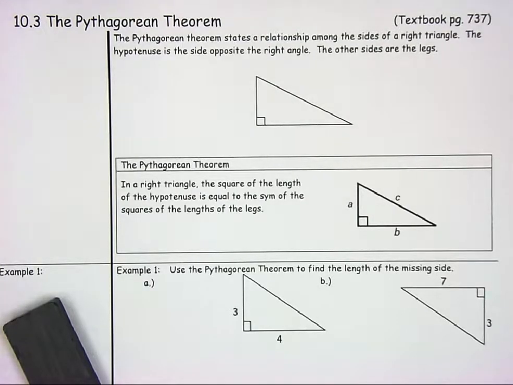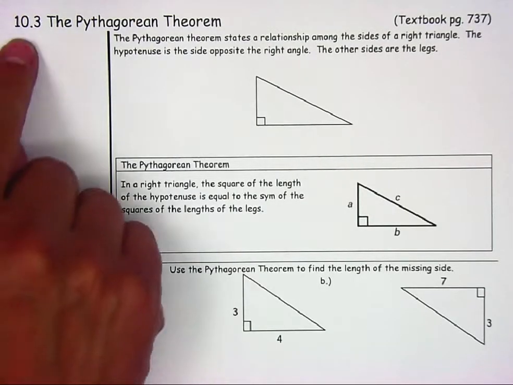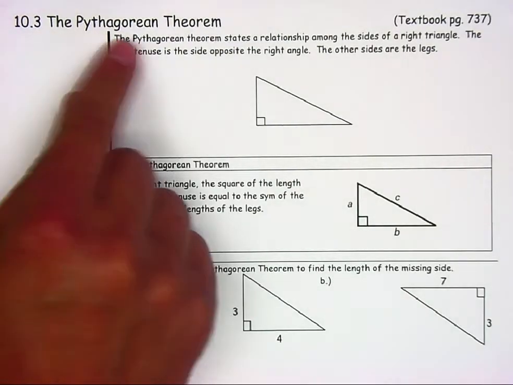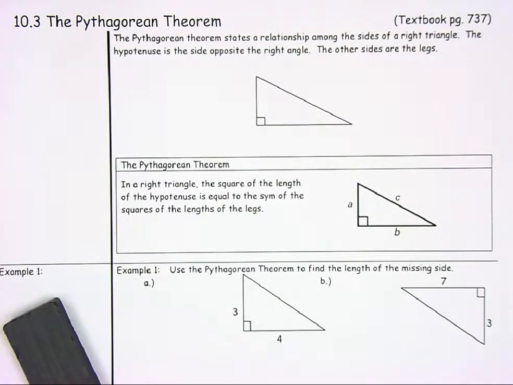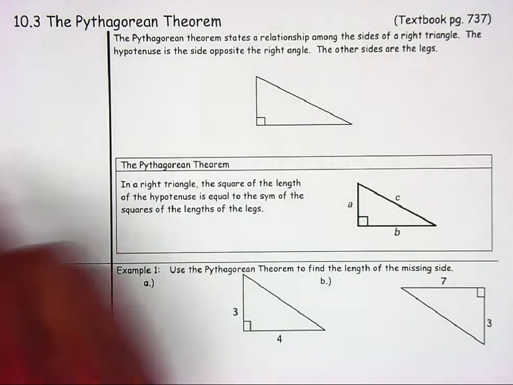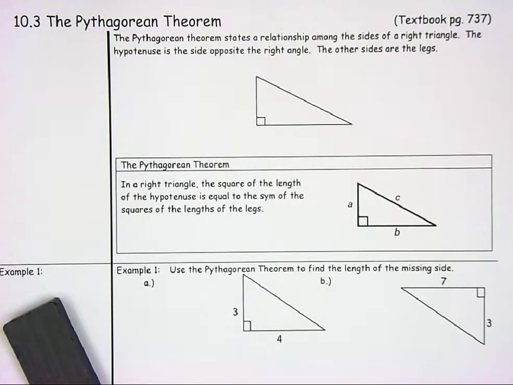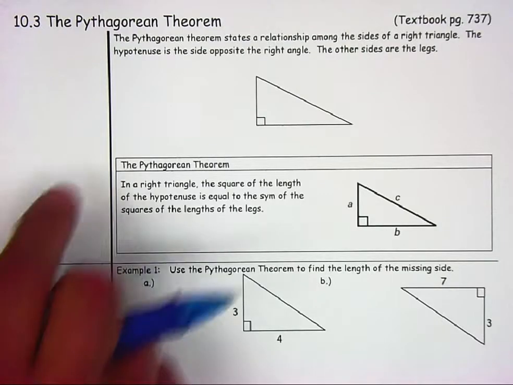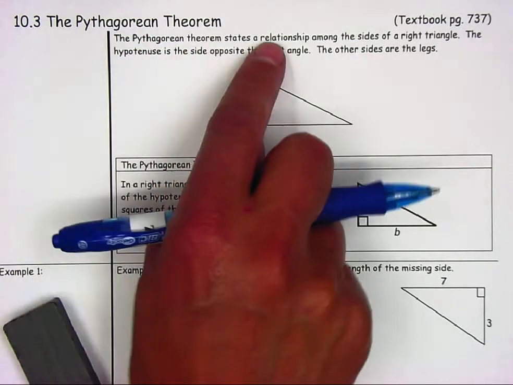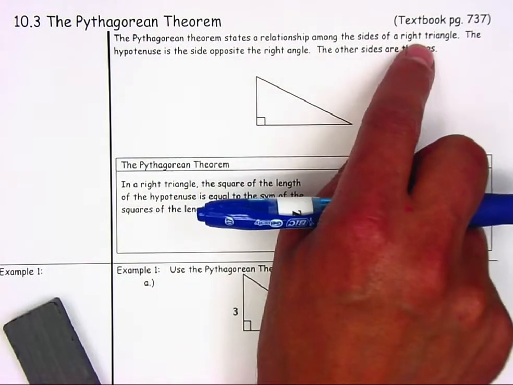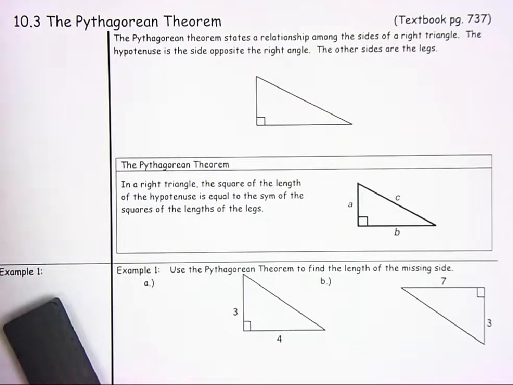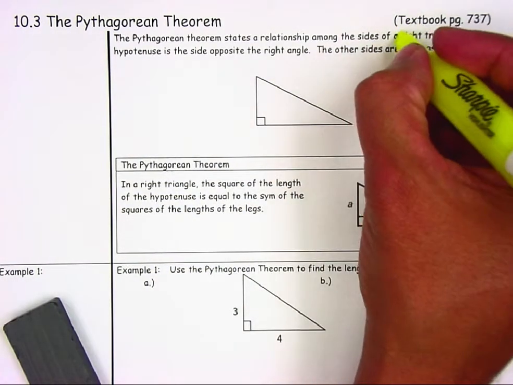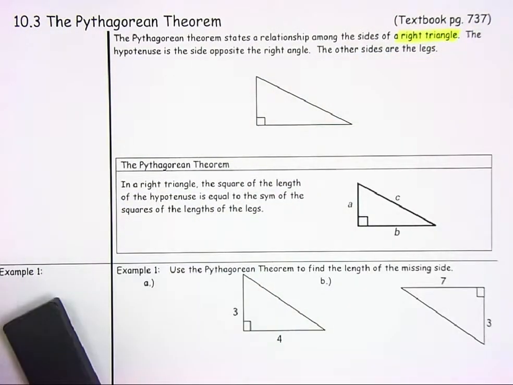Good morning. Today we are going to be covering section 10.3, the Pythagorean theorem. We are preparing for geometry for next year. So let's go through the process. You guys have seen this back in 8th grade last year and probably in 7th grade as well. The Pythagorean theorem states a relationship among the sides of a right triangle. It must be a right triangle in order for us to be able to use the Pythagorean theorem.